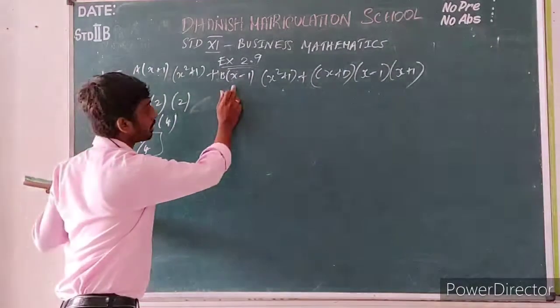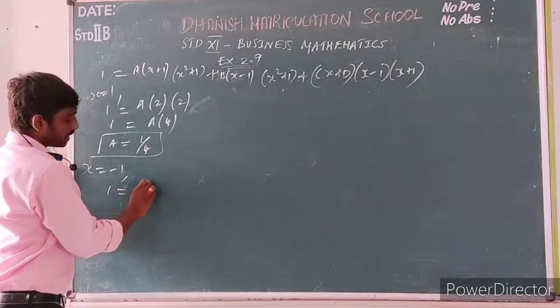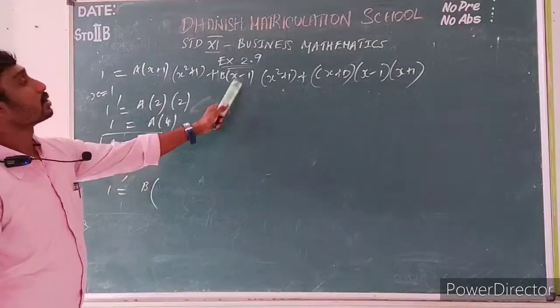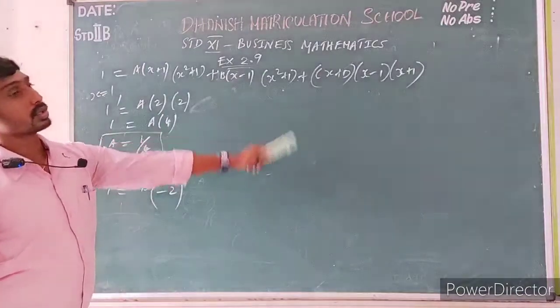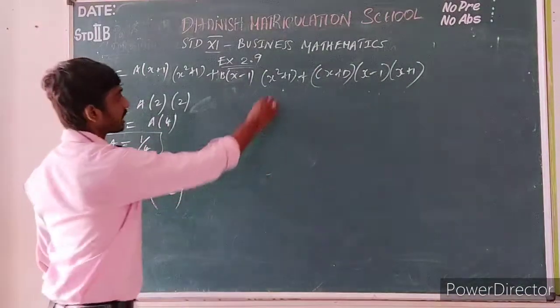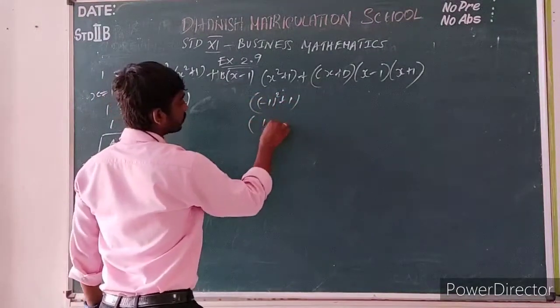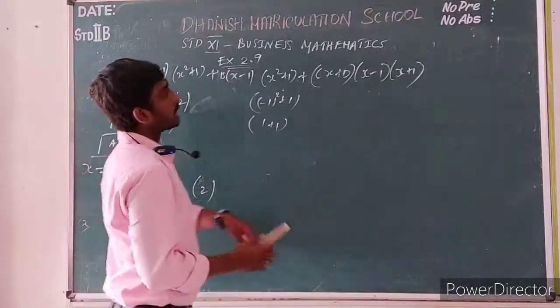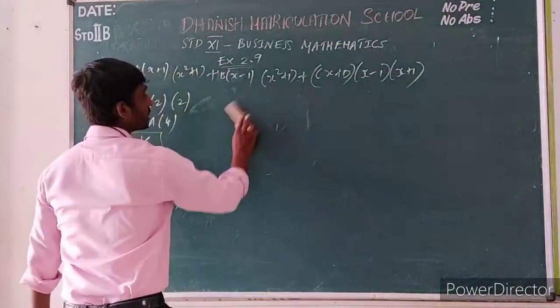So then if we put minus 1, that will be 1 equal to b into minus 1 minus 2, that is minus 2, then minus 1 the whole square, that is plus 1. Here we are getting 1 plus 1, that is 2. Here we are applying minus 1, this value will be 0, the total term will be 0 there.